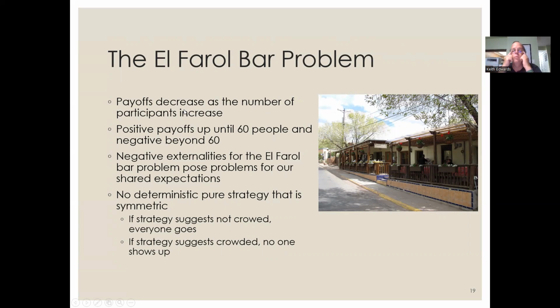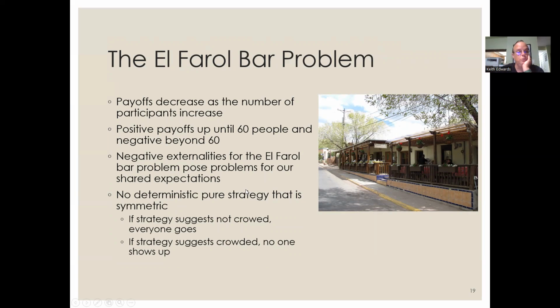But basically, with this problem, the payoffs decrease as the number of participants increase. Payoffs up until 60 are good, they're positive, and they're negative after you get to the magical number of 60 folks. There are negative externalities for this bar, and that poses problems for our shared expectation.